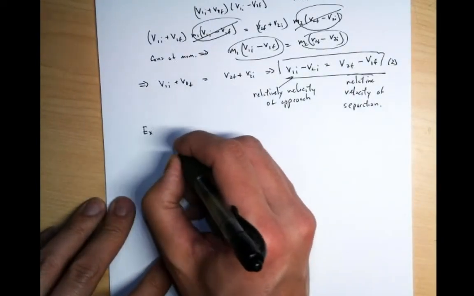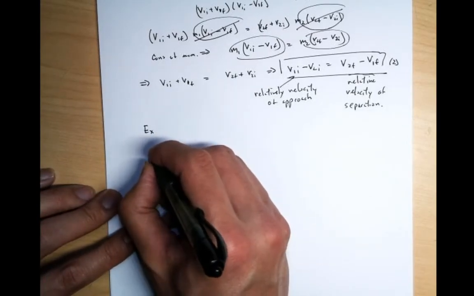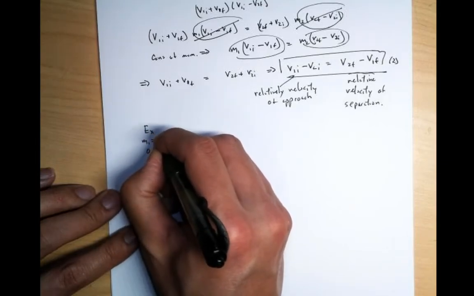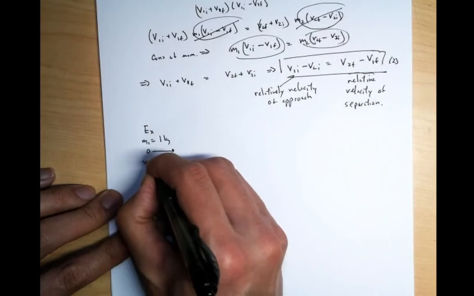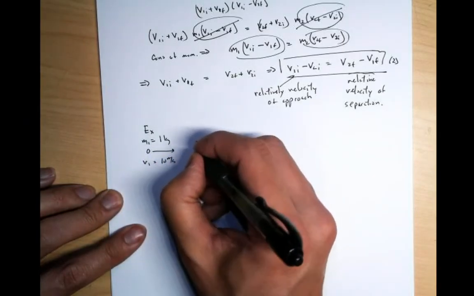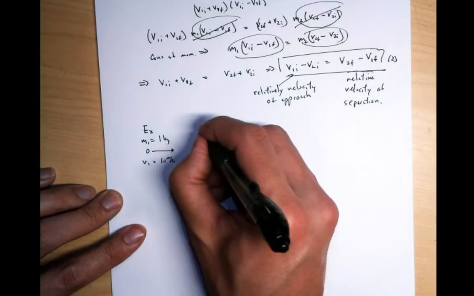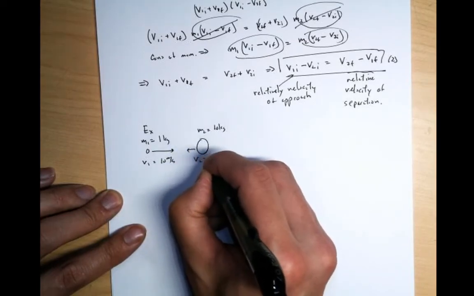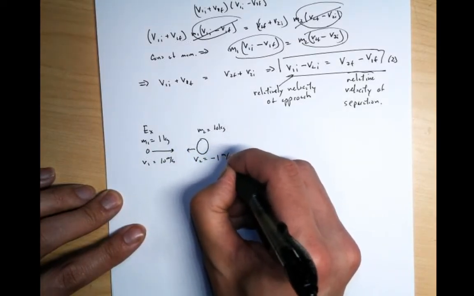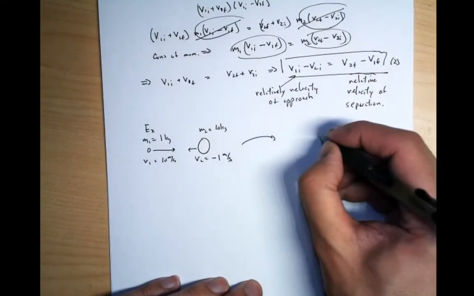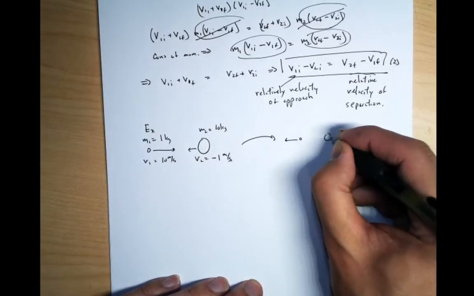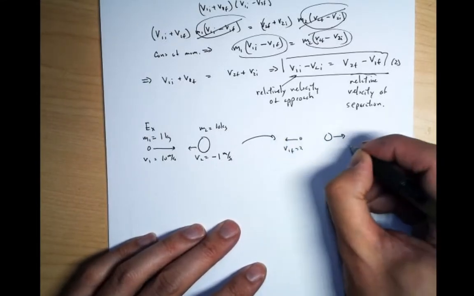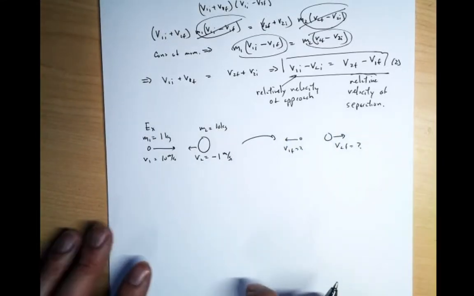Here's my example. Suppose I have a mass coming this way. This is mass 1. M1 is equal to, let's say, 1 kilogram. V1 is equal to 10 meters per second. It's approaching an object. M2 is equal to 10 kilograms, and V2 is equal to minus 1 meter per second. These will collide and bounce off. One will fly this way, the other the other way. The question is, what is V1F and what is V2F?